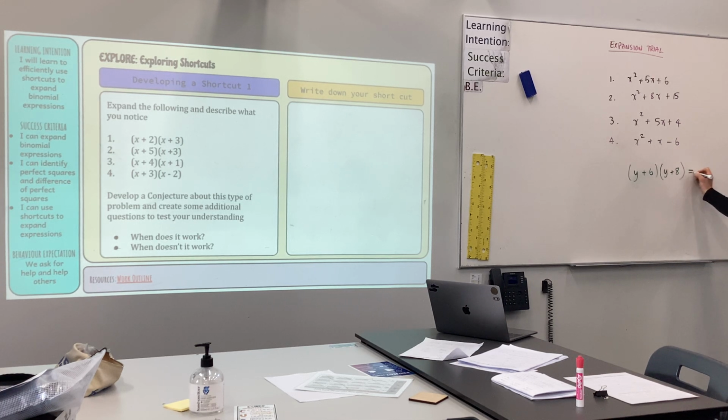Okay, so if you expanded this, Chaz, right, what am I going to do? What's the shortcut? What's the answer going to be in one step? Y squared. Good. Plus 14y. Good, 14y, we add them. Plus 48. 48. Good.